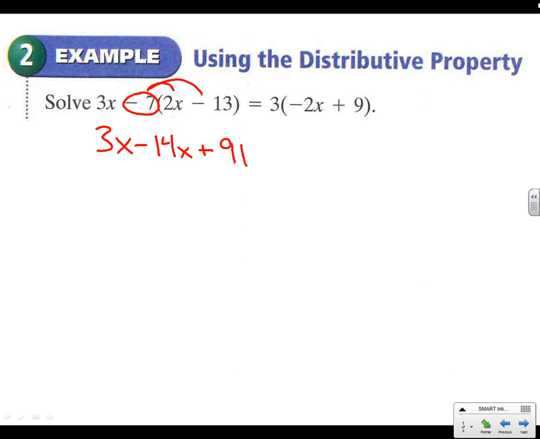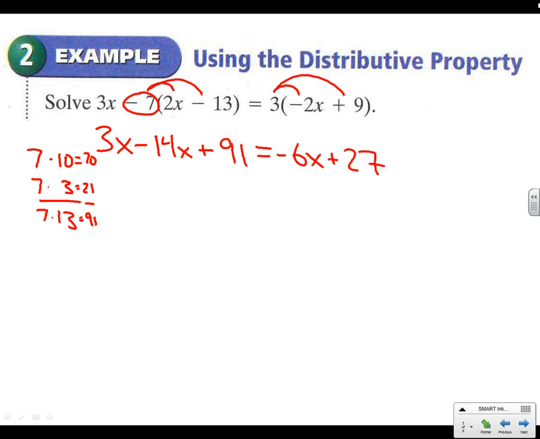What I did in my head there to multiply that, 7 times 10, and then 7 times 3 is the same thing as 7 times 13. 7 times 10 is 70, 7 times 3 is 21, so you can put them together and get 91. All right, let's look at the right side. 3 times negative 2 is negative 6x, and 3 times 9 is 27. So we've distributed first. I'm going to simplify both sides if I can.